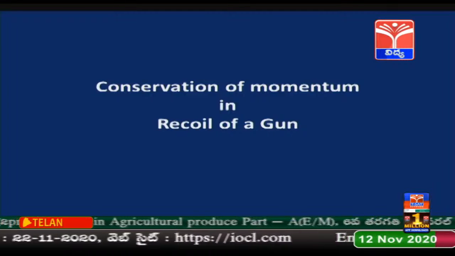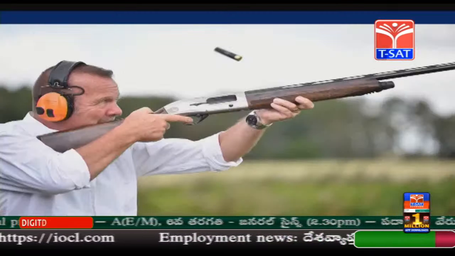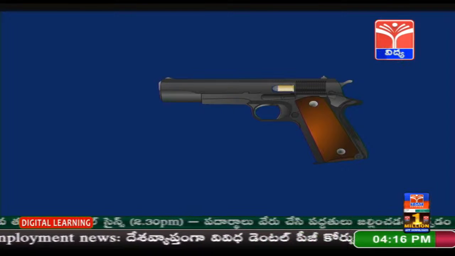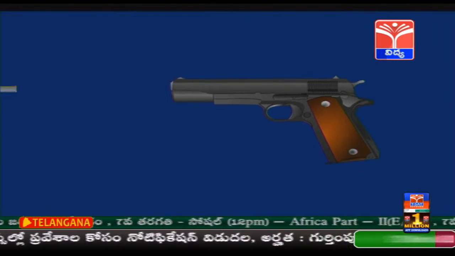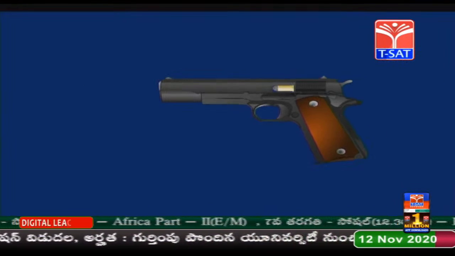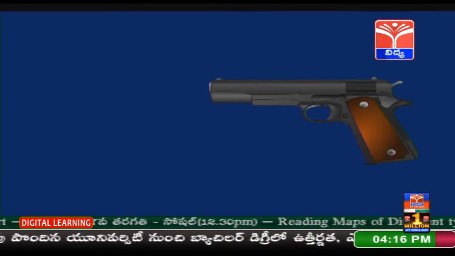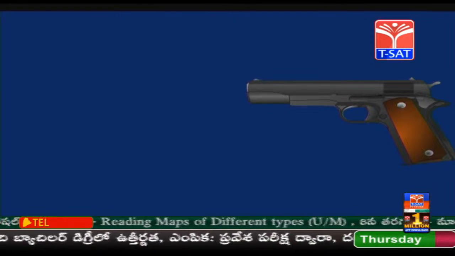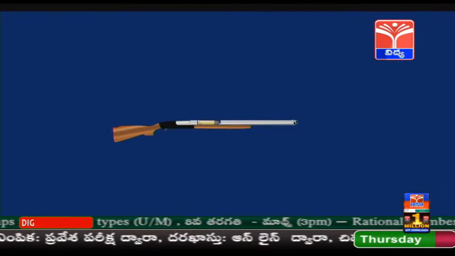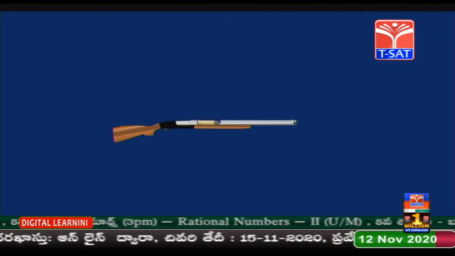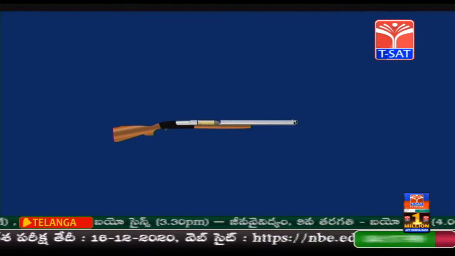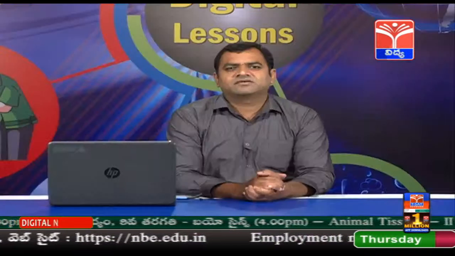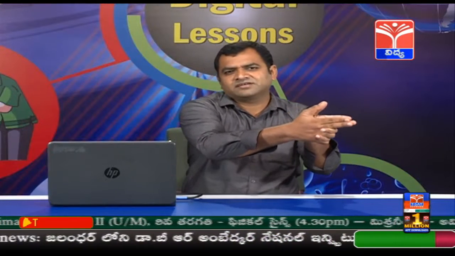Let us see what happens when a bullet is fired from a gun. Here is a bullet in the gun. When the bullet is fired, the bullet moves with a very high velocity. When this starts moving, it pushes the gun back. We call this recoil. We can see another example. When the bullet is pushed forward, the bullet pushes the gun backward. Whenever a gun is held and it is fired, the gun comes back.